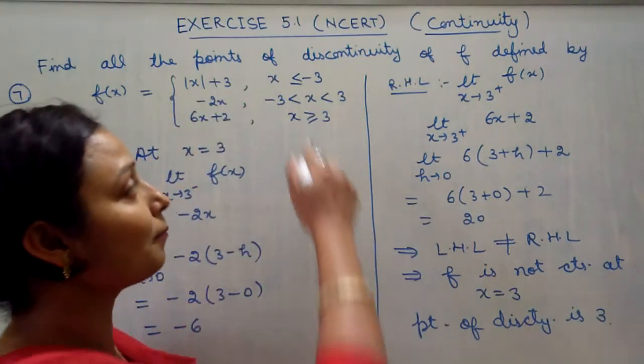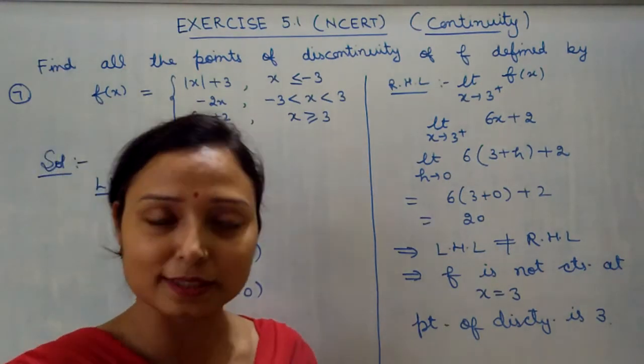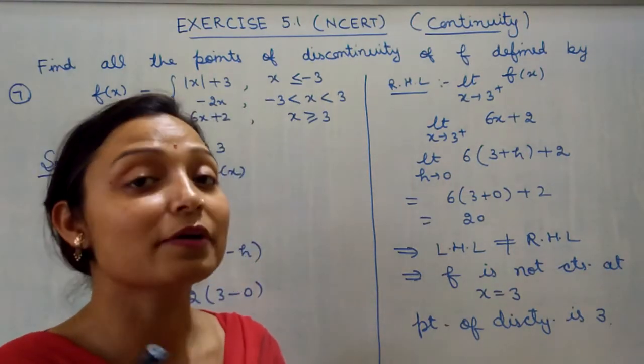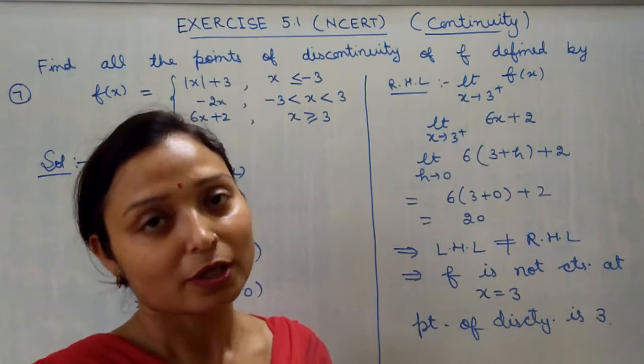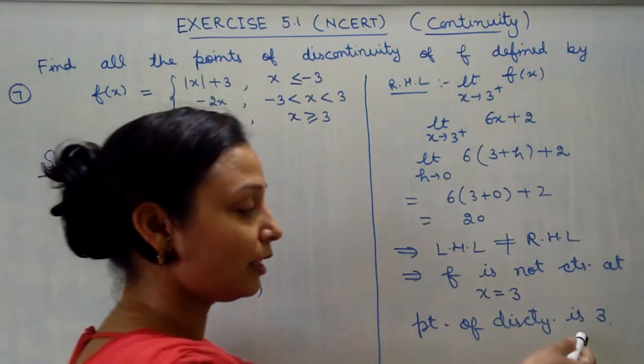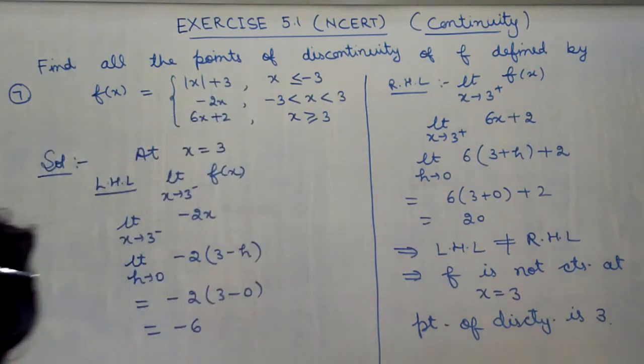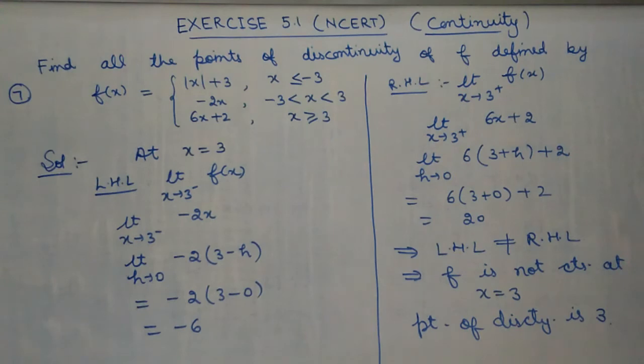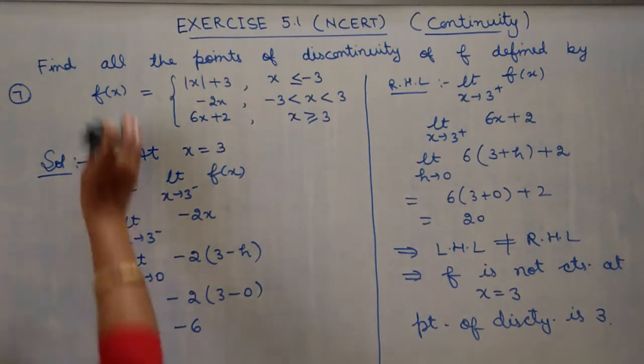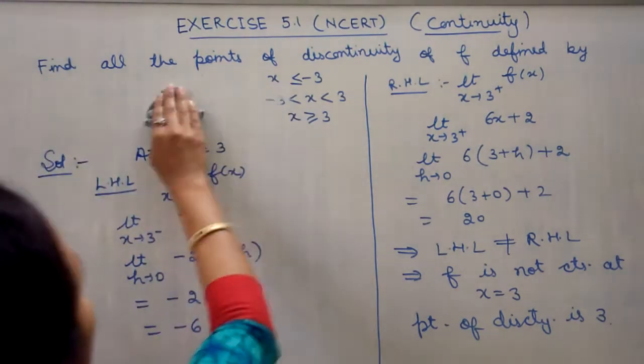The function is continuous at minus 3, but the function is not continuous at 3. So the point of discontinuity is 3. Now come to the next question. The next question is also in the form of modulus, so I will take the questions for modulus.